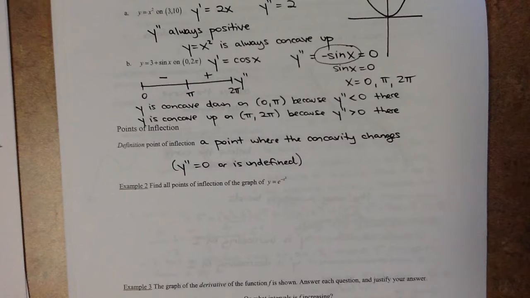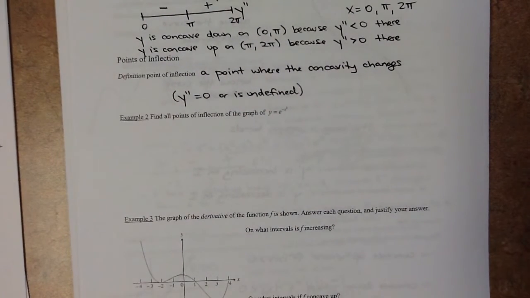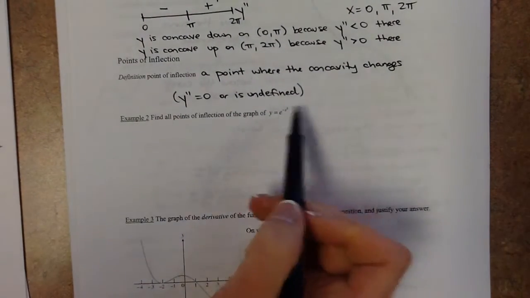So I actually usually call them potential points of inflection, because until we check a sign chart like this, we don't actually know if the concavity changes, just like we don't know if a critical point actually ends up being a max or a min. All right, so find all points of inflection on the graph of this function right here.